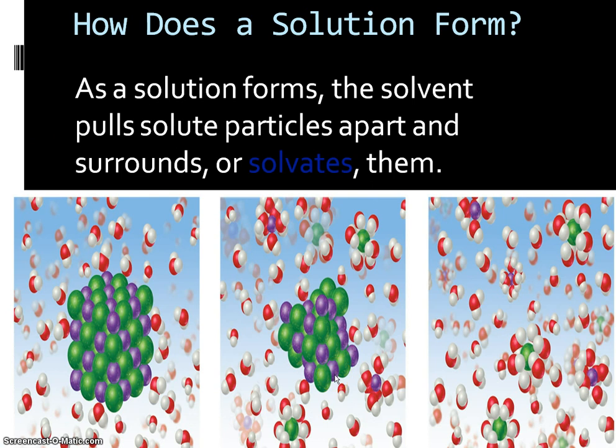So how does a solution form? As a solution forms, the solvent pulls the solute particles apart and surrounds them, or solvates them. Okay, so what happens is here we have a sodium chloride molecule, and the water molecules, the hydrogen is white and the red is oxygen. Hydrogen is positive and oxygen is the negative side, that's the pole. This one has the oxygens all close to the purple molecule, which represents the sodium, and the Cl is represented by the green. And you can see how it pulls and surrounds them as it pulls it apart.